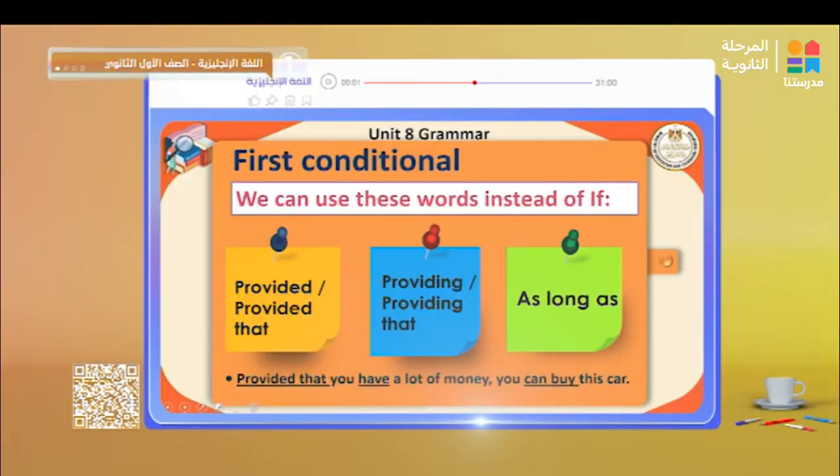شايفين الإكزامبل معانا هنا: provided that you have a lot of money you can buy this car. يعني we can say if you have a lot of money you can buy this car. وكمان we can say provided that you have a lot of money you can buy this car.